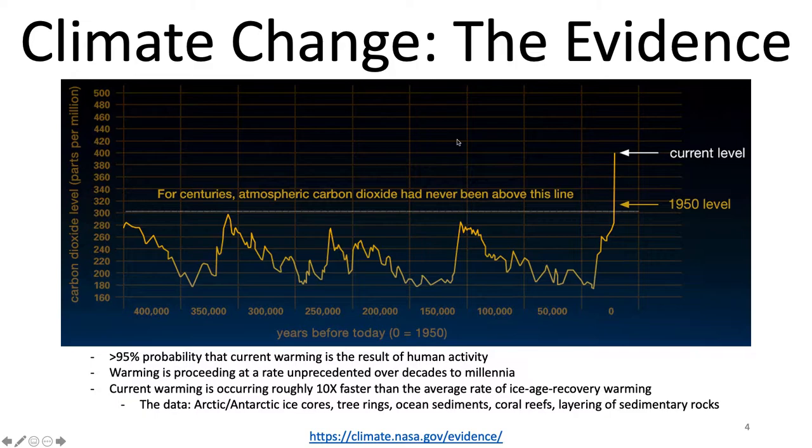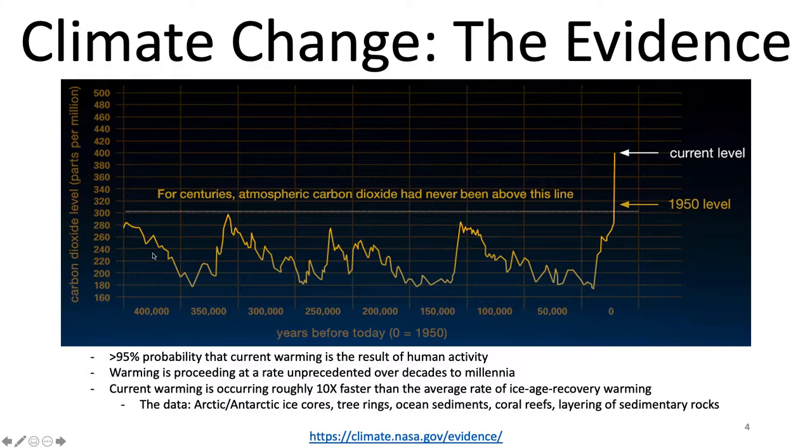You might also see some arguments that this is part of temperature cycling and carbon dioxide cycling in the environment, and what we're seeing is just a fluctuation you would see over thousands and millions of years. That is also not true. Here is a graph of carbon dioxide levels, parts per million, over geologic time.